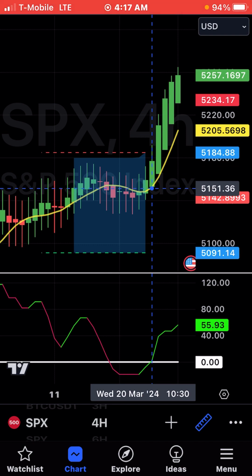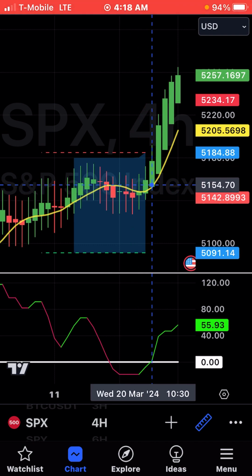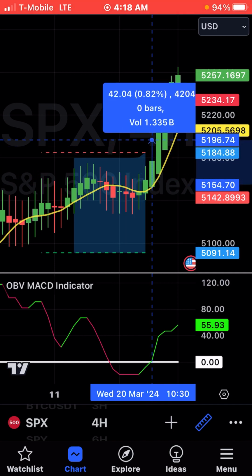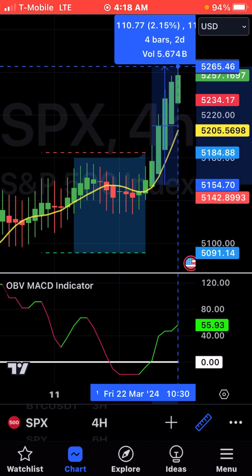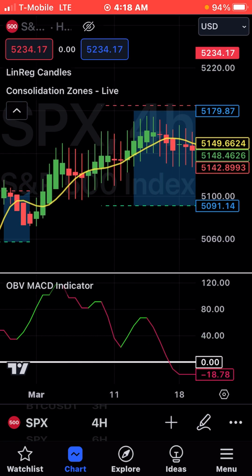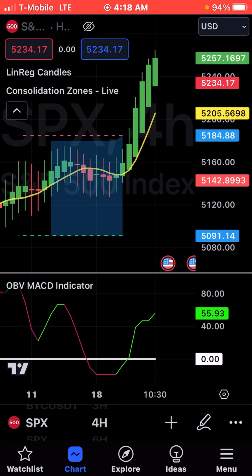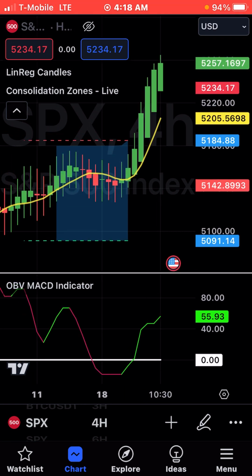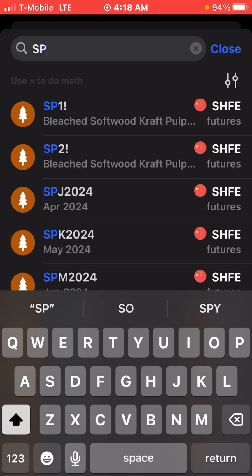Like right here, we see the green candle coming out of it, and we can ride this for longer days and get more profit that way. But you would have to do the SPX on Forex. But let's just go back. The same rules apply, but the only difference is if you're doing it on Forex, you don't have to worry about anything expiring. So let's just go back to SPY.